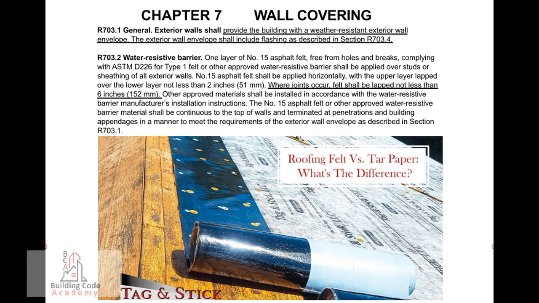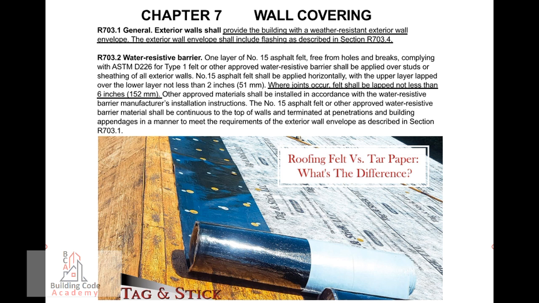Chapter 7. Wall Covering. R703.1 General. Exterior walls shall provide the building with a weather-resistant exterior wall envelope. The exterior wall envelope shall include flashing as described in section R703.4.